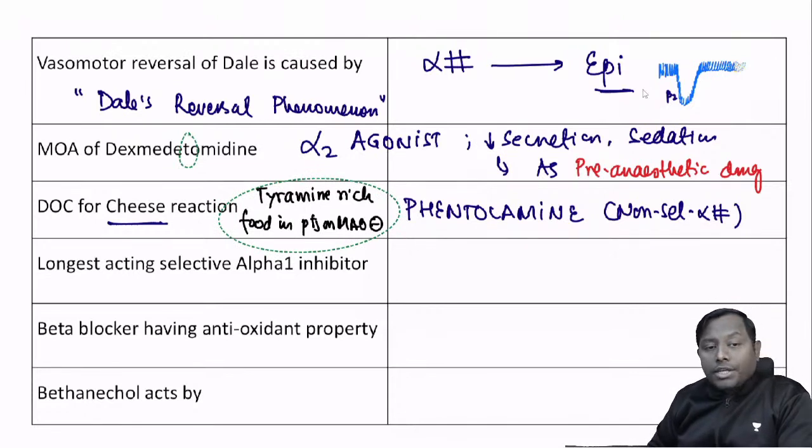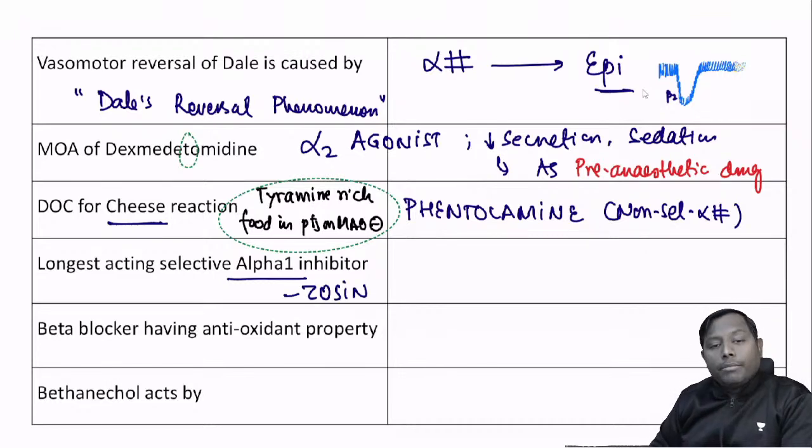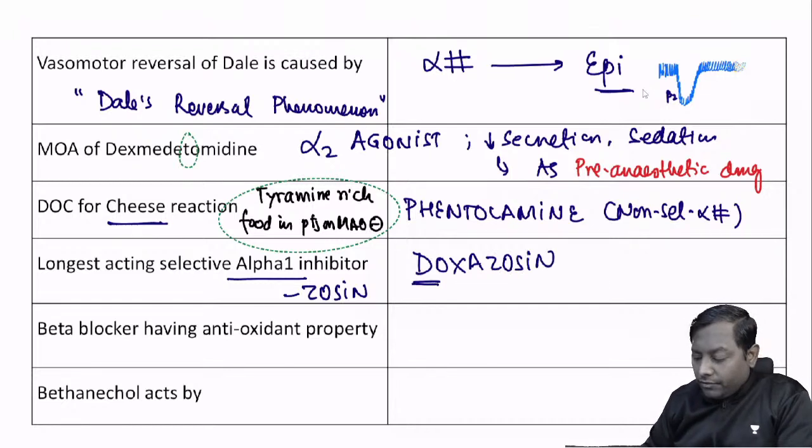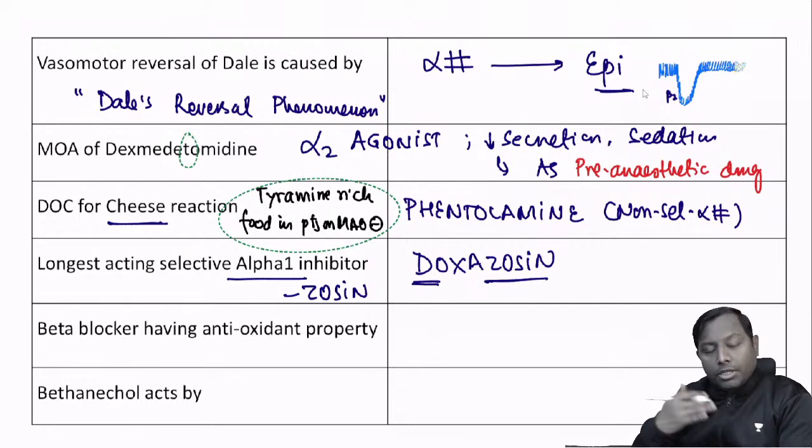Longest acting selective alpha 1 blocker: all the selective alpha 1 blockers, remember, will have zosin in their name. Point to remember: prazosin, terazosin. The one which will be longest acting, that will go the farthest, that will be doxazosin. It's the alpha 1 antagonist which will last for the longer duration.